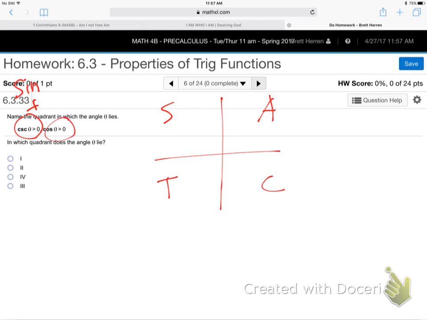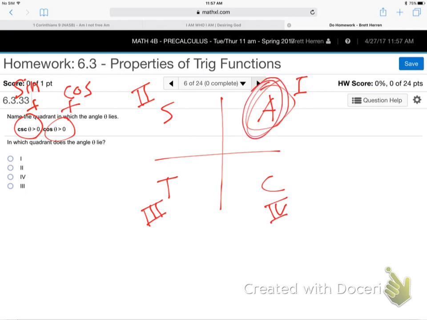And cosine is also positive. So where is it that sine and cosine are both positive? That's what it's really saying. Only quadrant 1. Otherwise, in quadrant 2, sine would be positive, but not cosine. In quadrant 3, only tangent and its upside down would be positive, not sine or cosine. They'd both be negative. In quadrant 4, the cosine would be positive, but the sine wouldn't. So the only place where sine and cosine are both positive is where everybody's positive, quadrant 1.